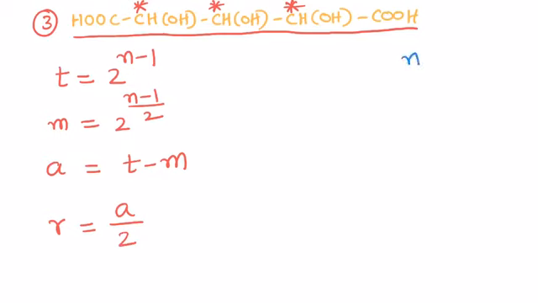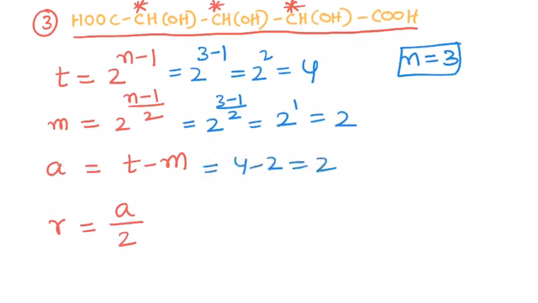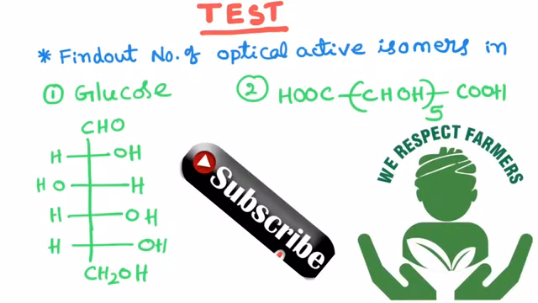Here, what is the n value? The number of chiral carbons is 3. So 2 power 3 minus 1 equals 2 power 2 equals 4. The total is 4. Next, 2 power 3 minus 1 by 2 equals 2 power 1 equals 2. Active isomers 4 minus 2 equals 2. The number of racemic mixtures: active isomers are 2, by 2 equals 1.